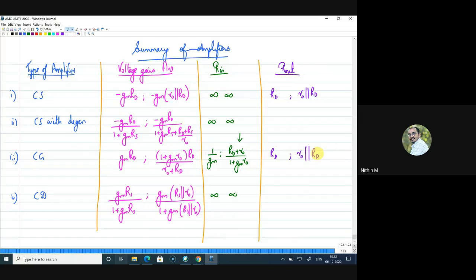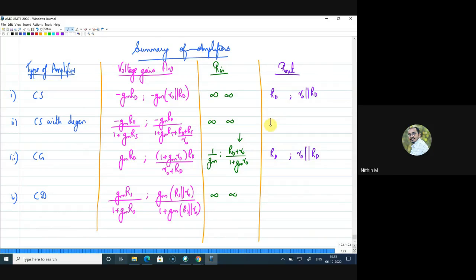So when you compare common source and common gate, output impedances are the same. Output impedance remains the same. Gain also, without lambda, remains the same, but with a negative sign, a polarity difference. But input impedance has a difference because the point where you are feeding input is different in both the cases.